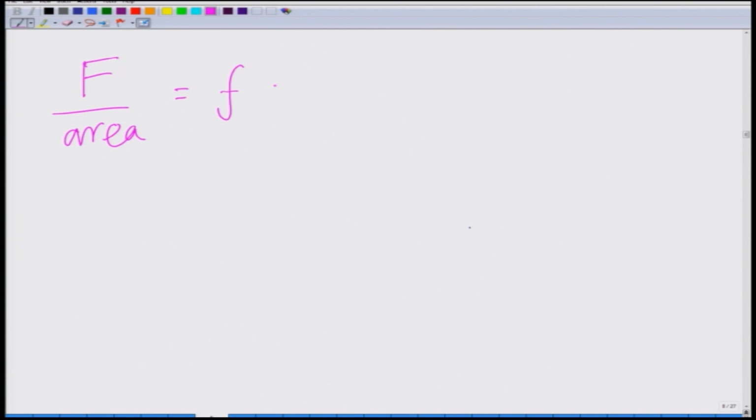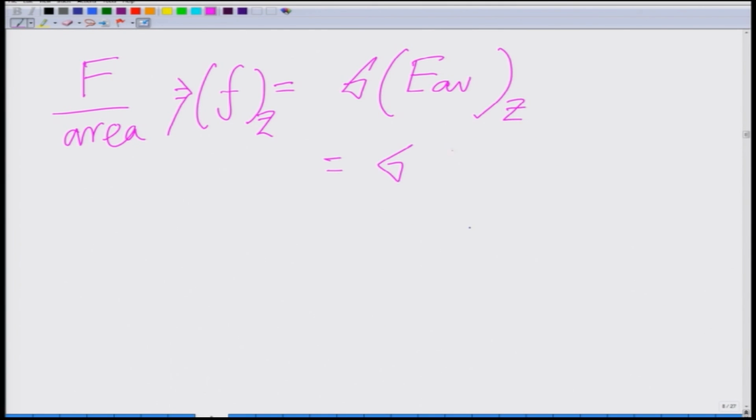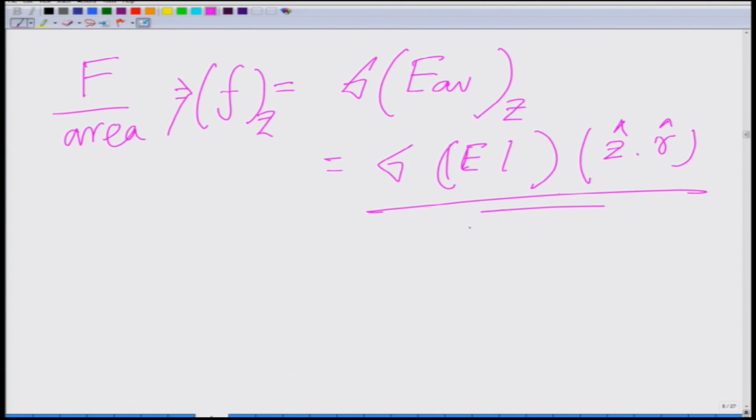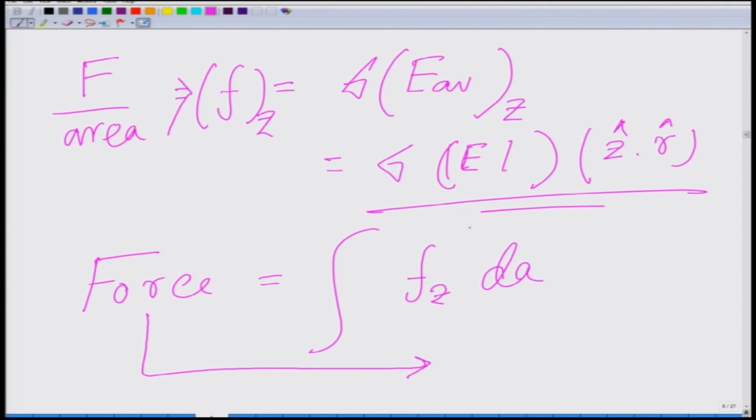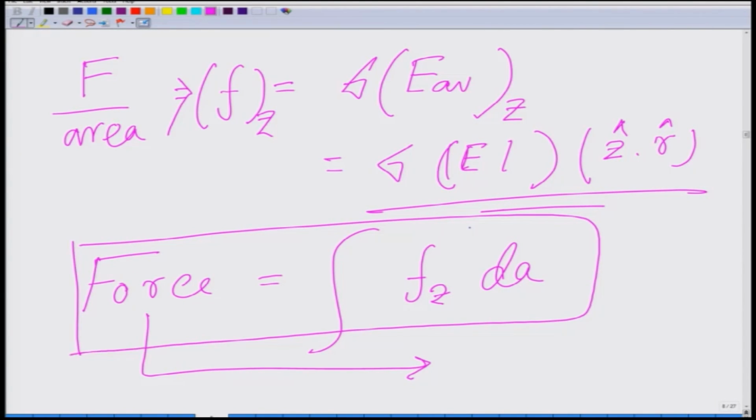Using that, the z component of the force per unit area small f will be sigma E average z component, and that gives you the E value, and then you get a dot product between z and r. So this is the force per unit area. To find the total force, you now integrate this small f over the surface area. When you do that, you get the force between the two hemispheres. So that solves the second problem.